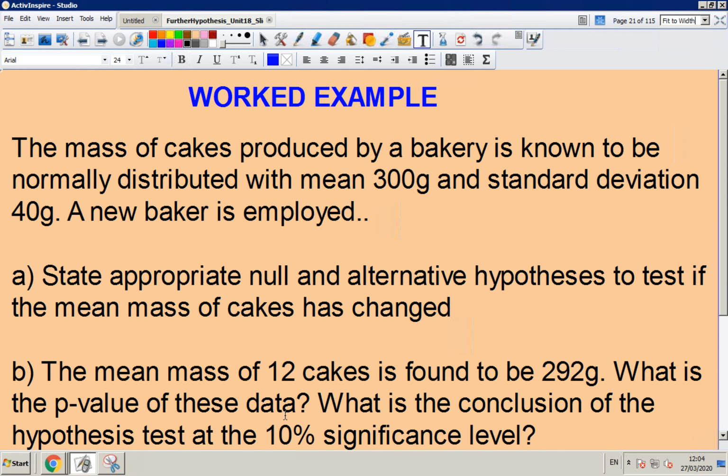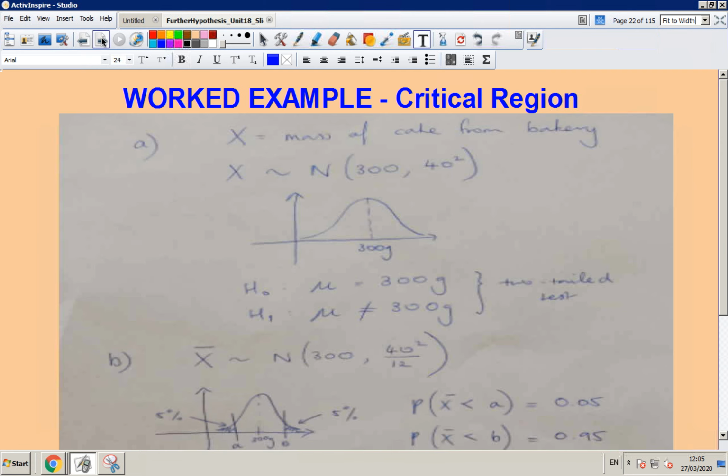What is the p-value of these data, and what is the conclusion of the hypothesis test at the 10% significance level? Okay, so what we're basically saying is that we take a sample of 12 cakes after the new baker is employed, and we get a sample mean of 292 grams. And we want to know whether that provides us with any evidence at the 10% significance level to reject the null hypothesis, i.e., does this give us any evidence that under the new baker the mean is no longer 300 grams? And there are two ways you can do that. So approach one is to look at the critical region for this test.